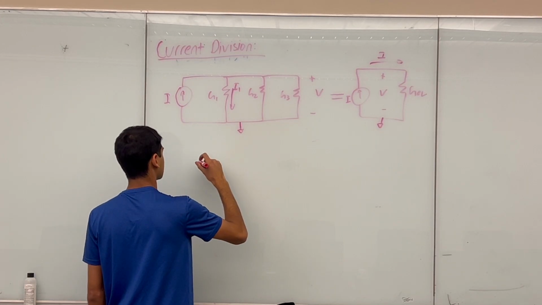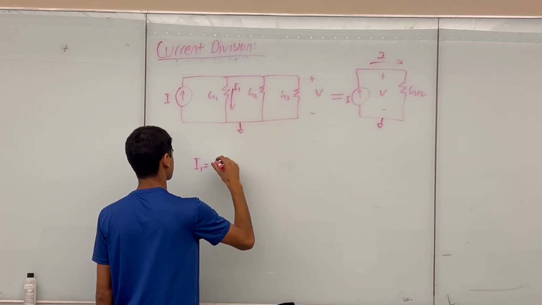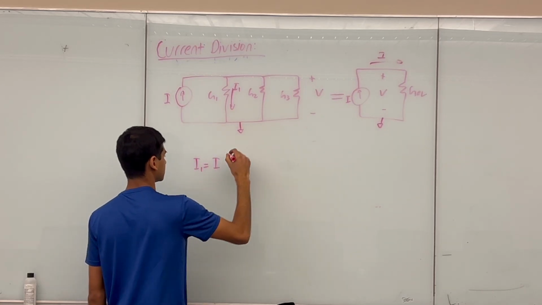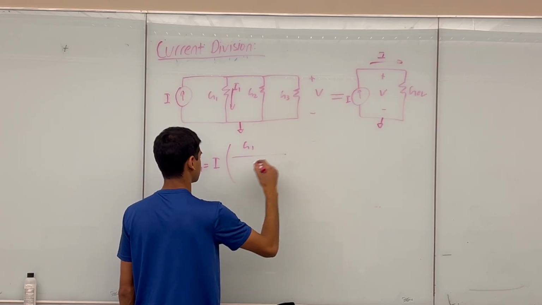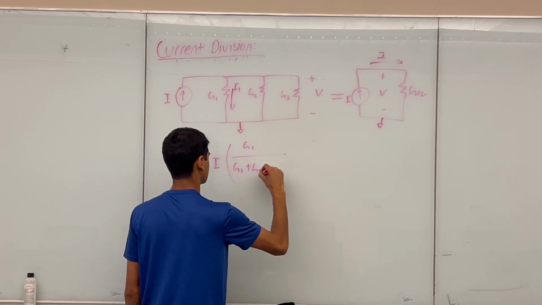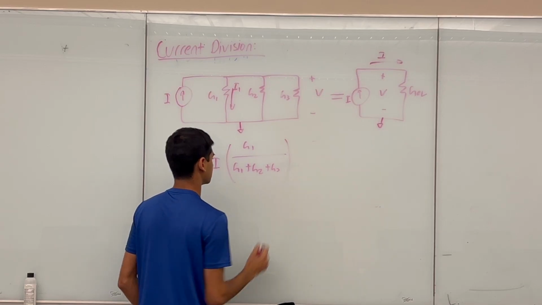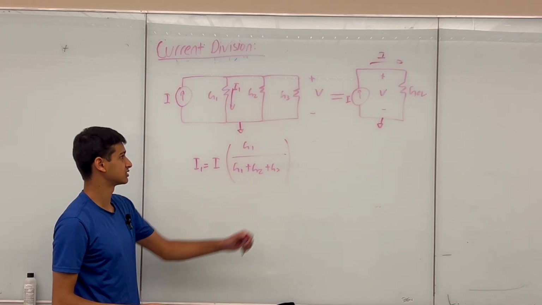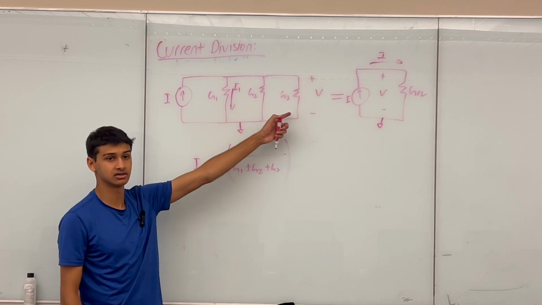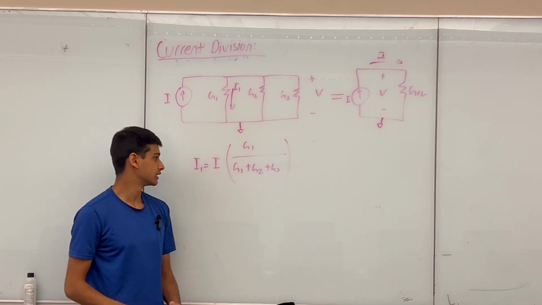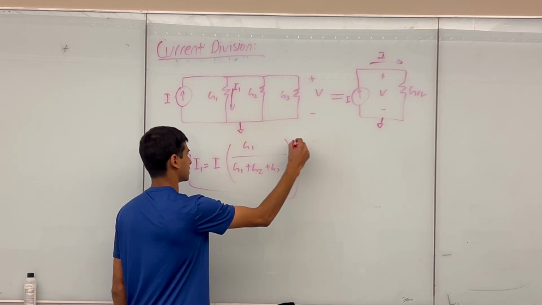I'll get that I1 equals I, which is just the source current, times G1 divided by G1 plus G2 plus G3. Because that's just the expansion of GEQ, because I just added the conductances in parallel. And so I hope this helped you understand current division.